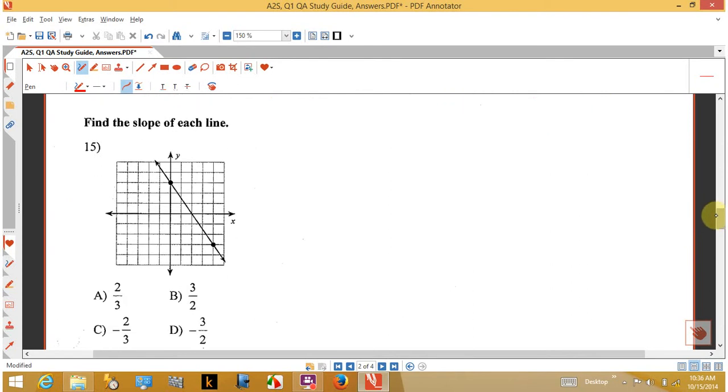Find the slope of each line. Okay, this will be a negative slope. I'm going down 1, 2, 3, 4, 5, 6. So I'm going down 6, and I'm going over 1, 2, 3, 4. Negative 3 halves.